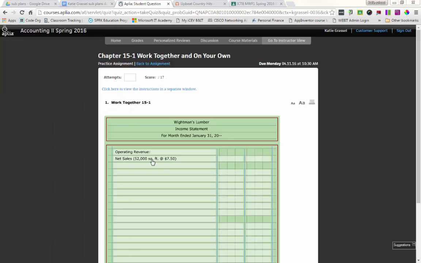So mathematically, we're going to take 52,500 and multiply that by 750, and that's going to give you 390,000. That 390,000 is going to go over here on the right-hand side.